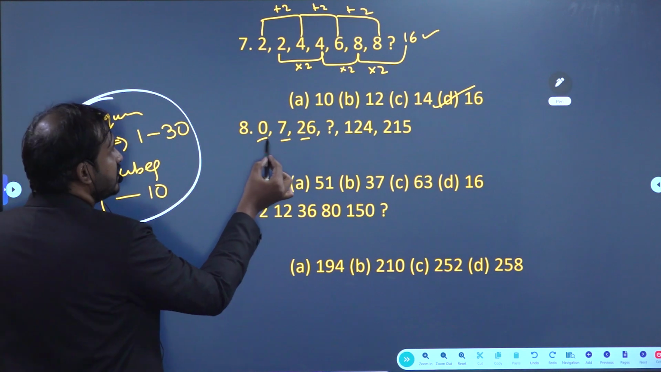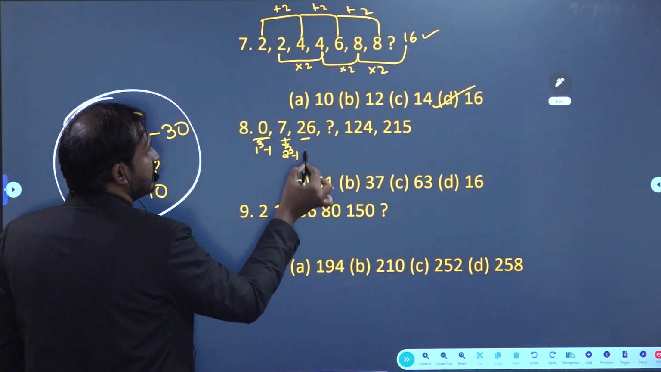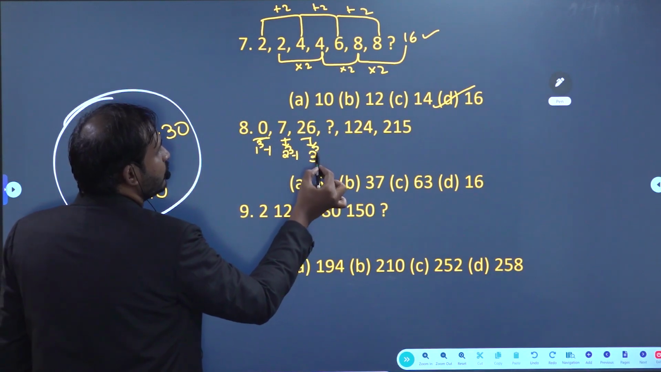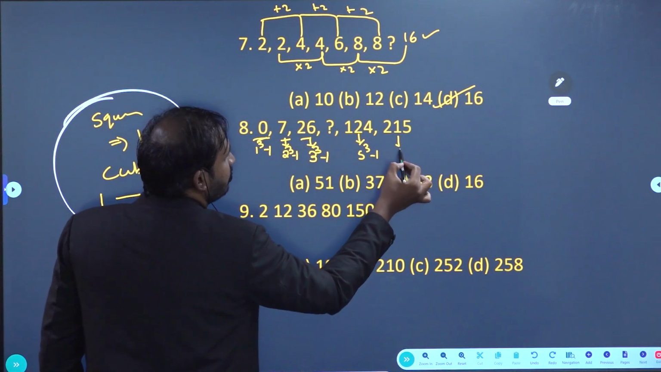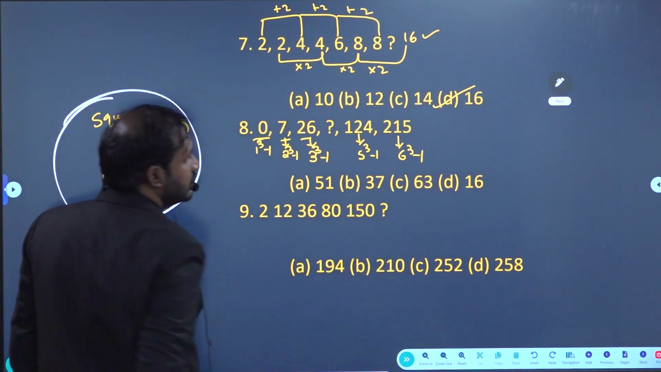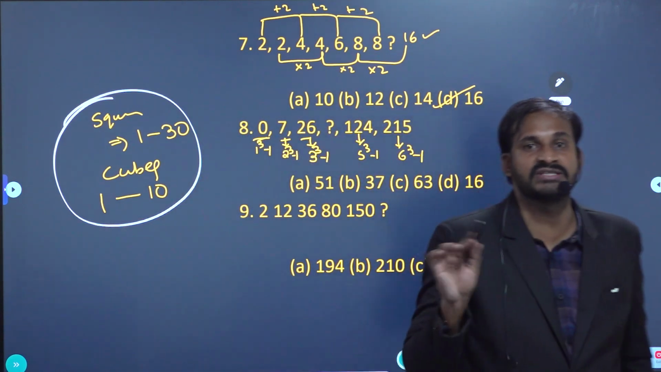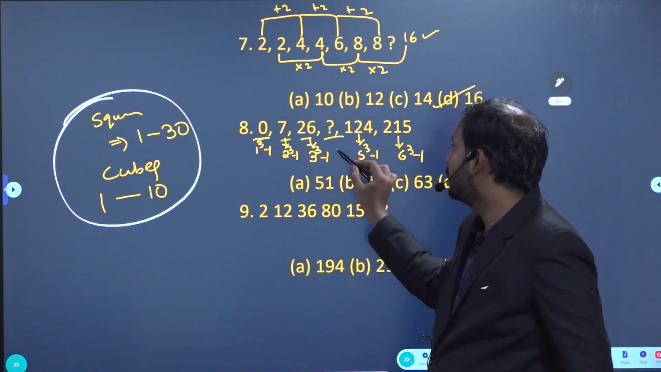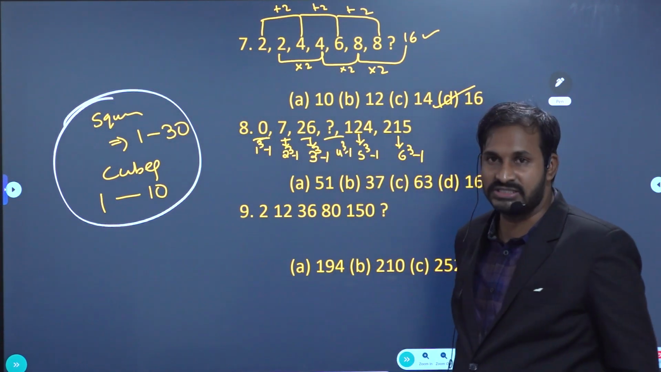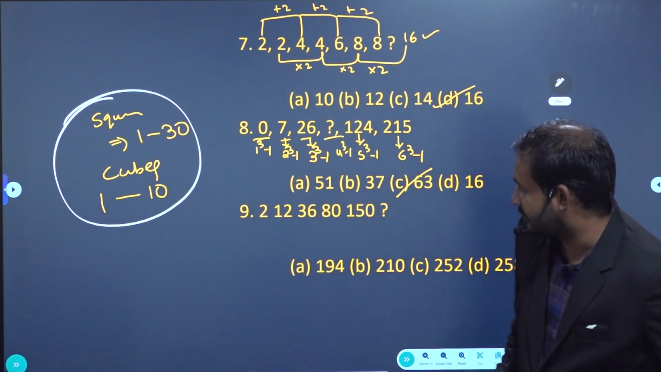Now see here, this 0 is 1 cube minus 1. 7 is 2 cube minus 1. 27 is 3 cube minus 1. 124 is 5 cube minus 1. 215 is 6 cube minus 1. Not only the perfect cubes and perfect squares, you should also remember their plus or minus 1s. So here what should it be? 4 cube minus 1. 4 cube is 64 and minus 1 it becomes 63. So our answer here is 63.